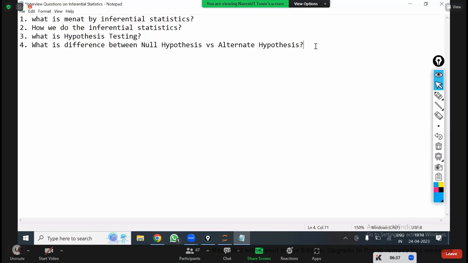For example, tomorrow you are going to say that, sir, instead of this one, this is better. Something you are going to try, something you want to prove is better than the existing one. Always that comes under alternate. Your research comes under alternate hypothesis, right?